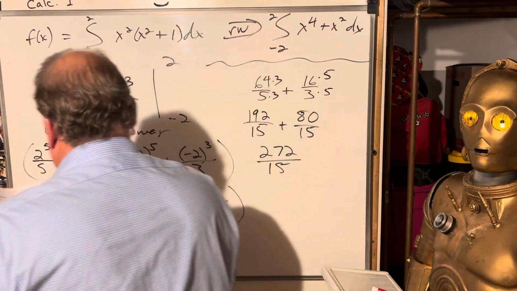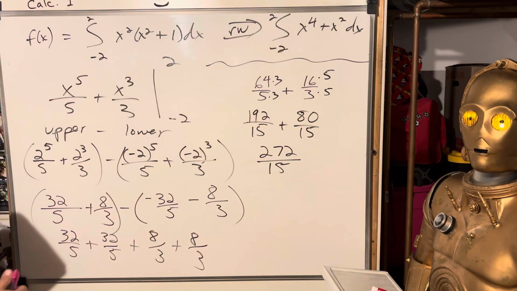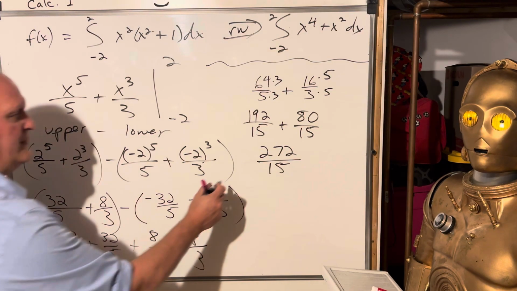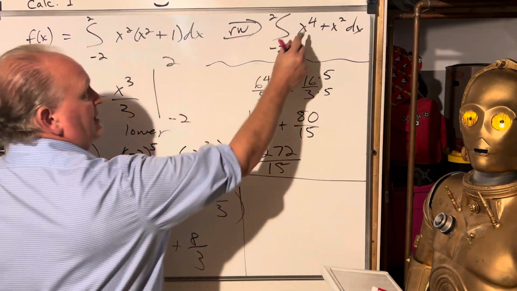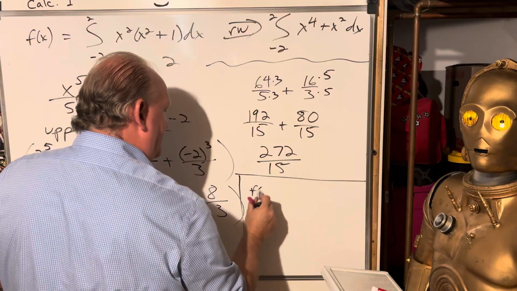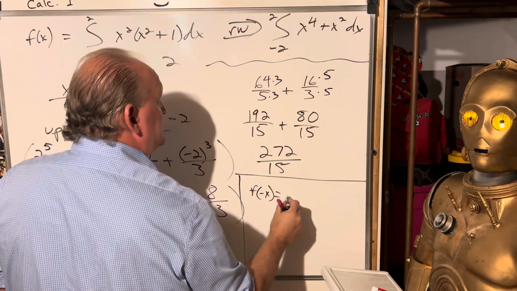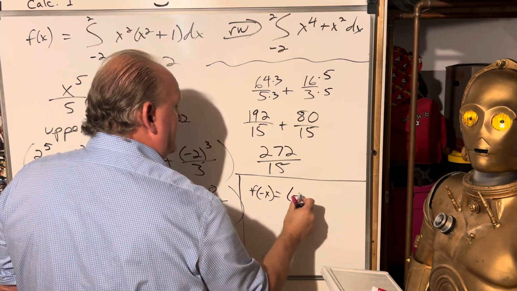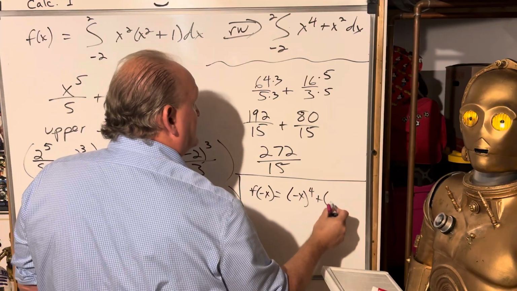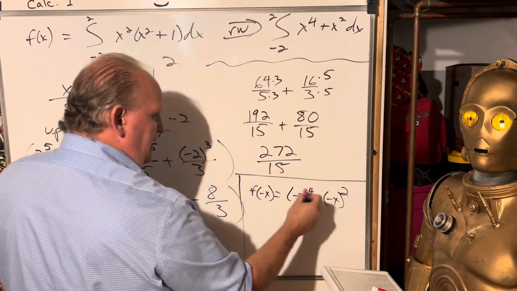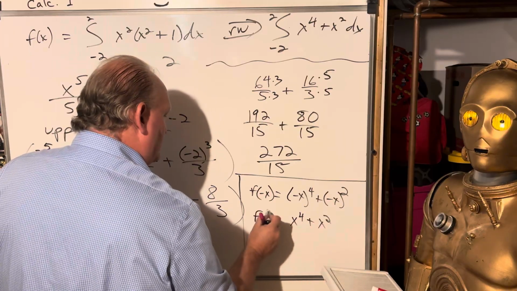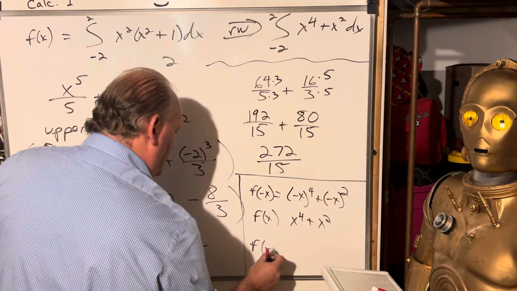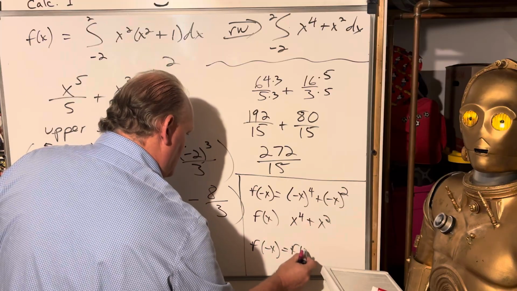All right. Anyway, what we confirmed is that that was even. We could also confirm that just algebraically by popping in negative x. So f of negative x is equal to negative x to the 4th plus negative x to the 2nd. And then I do that, and I get x to the 4th plus x squared, which is exactly the same as f of x. So f of negative x is equal to f of x.